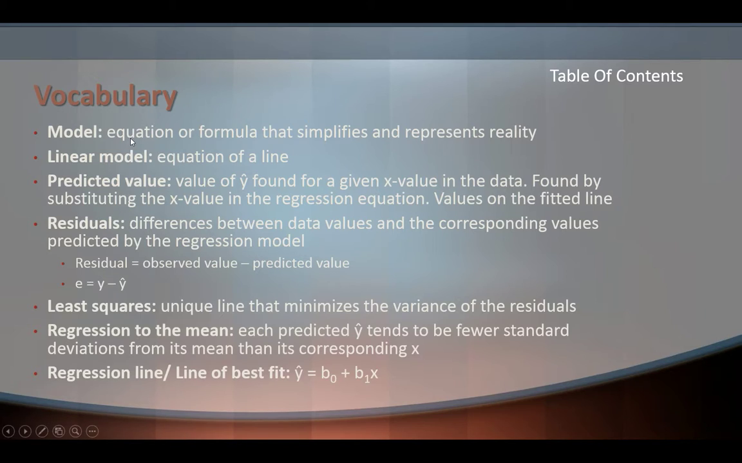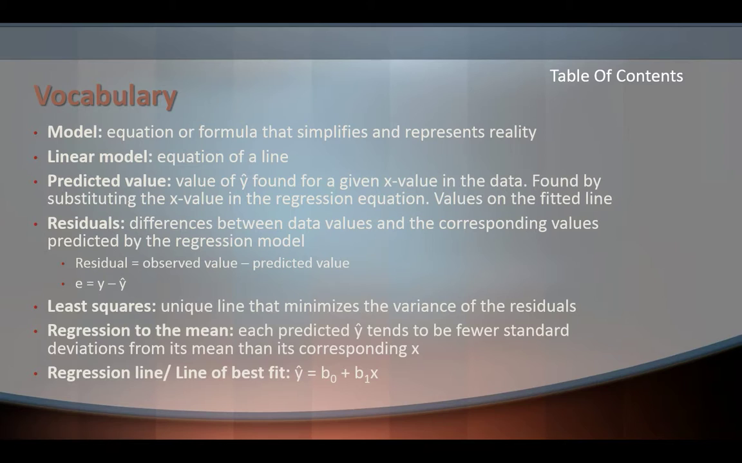So model, equation, or formula that simplifies and represents reality. Linear model, equation of a line. Predicted value, value of y hat found for a given x value in the data, found by substituting the x value in the regression equation, values on the fitted line. Residuals, differences between data values and the corresponding values predicted by the regression model. So residual equals observed value minus predicted value, or e equals y minus y hat. Least squares, unique line that minimizes the variance of the residuals.